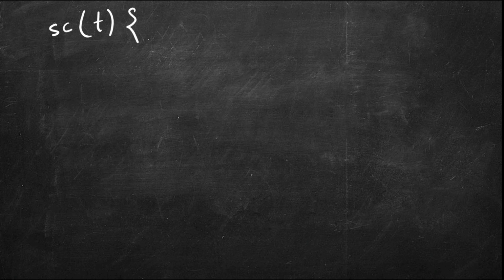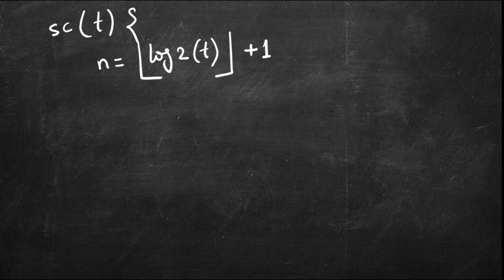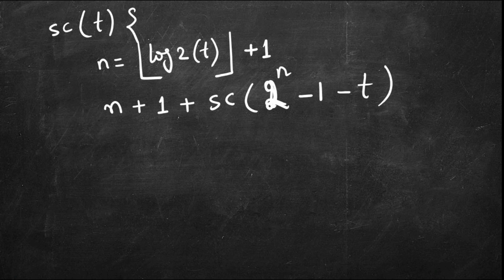What you did, you found the number of digits, which was log base 2 of target, and you take the floor plus 1. Then the number of operations is n plus, you need to reverse. So one operation for reverse and then the same function SC of 2 raised to the power of n minus 1 minus target. So we are calling the same function recursively with a smaller target.